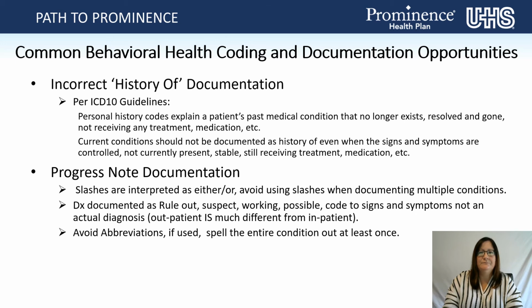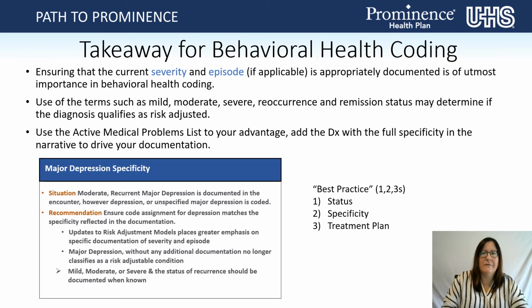Specific to the 1, 2, 3s for behavioral health coding, the 1 being status, the 2 being specificity, and the 3 being the treatment plan, ensuring that the current severity and episode, if applicable, is appropriately documented is of utmost importance in behavioral health coding. Use of terms such as mild, moderate, severe, recurrence, and remission status may determine if the diagnosis qualifies for risk adjustment. Use the active medical problems list to your advantage. Add the diagnosis with the full specificity in the narrative to drive your documentation.